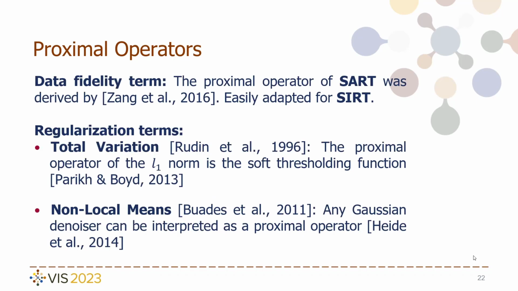For our framework, first we need the proximal operator for our data fidelity term, which we solved using SART. The proximal operator for SART was derived by applying the definition of proximal operator to the SART formulas. This operator can be easily adapted for other ART variations, like SIRT. For our denoisers, first we have total variation, which is simply the L1 norm of the gradient magnitude. The proximal operator of the L1 norm is the soft thresholding function, which shrinks the gradients after each iteration. Also, we use non-local means since it resembles subtomogram averaging.